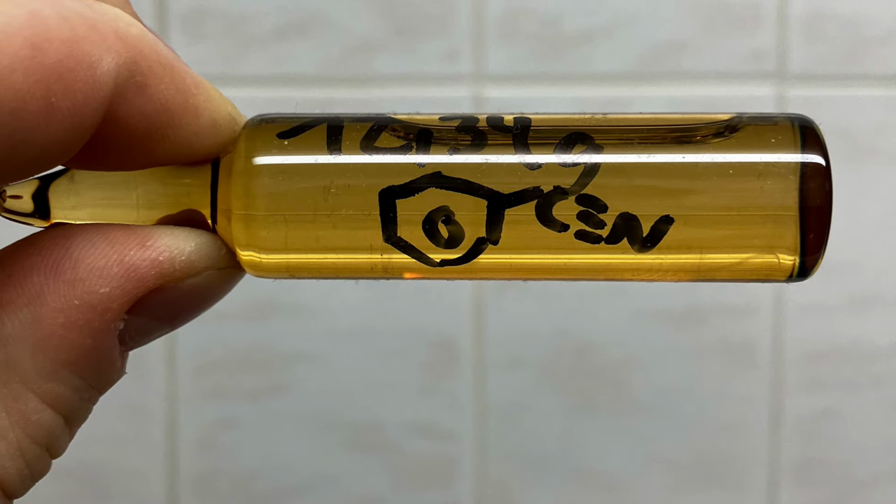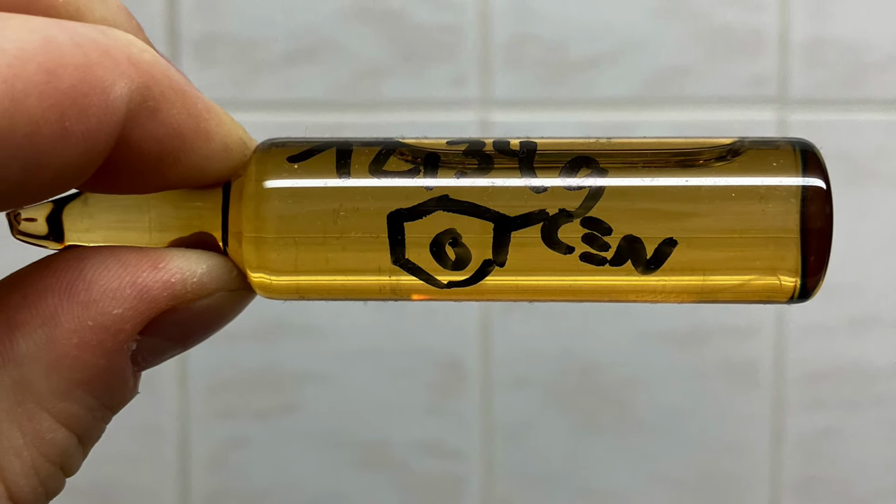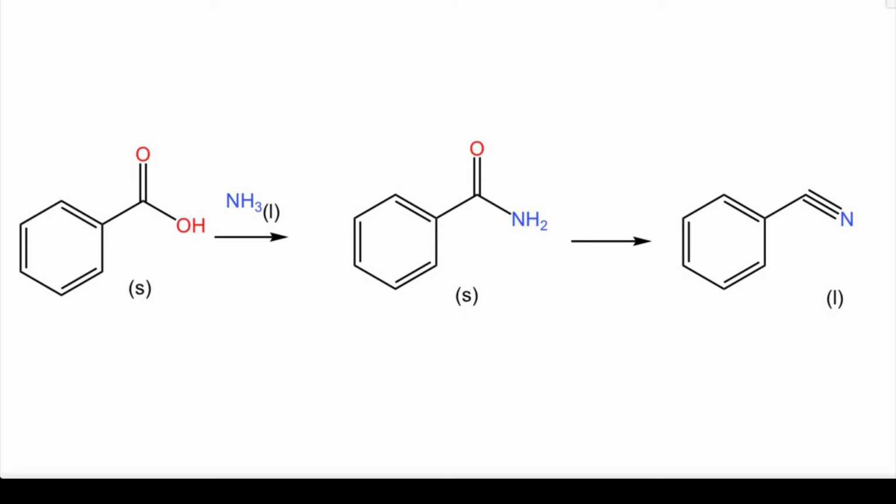Today we want to show you how we prepared benzonitrile from benzoic acid and weak ammonia solution. We came up with this catalyst-free reaction scheme where benzoic acid reacts with ammonia to generate ammonium benzoate, which later dehydrates to benzamide, which then further dehydrates to form almond-smelling benzonitrile. There is no mechanism to find, so we came up with our own one.